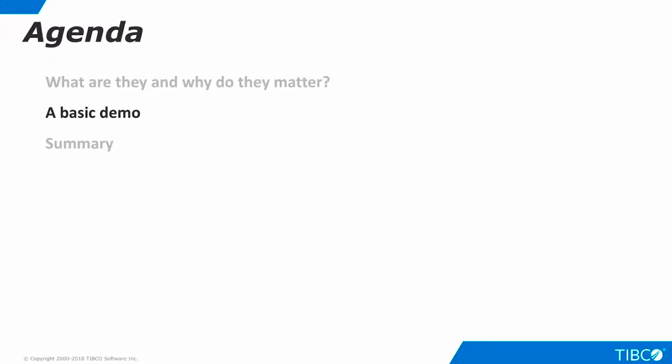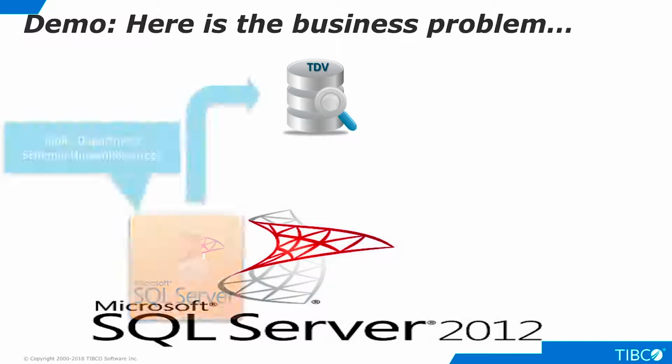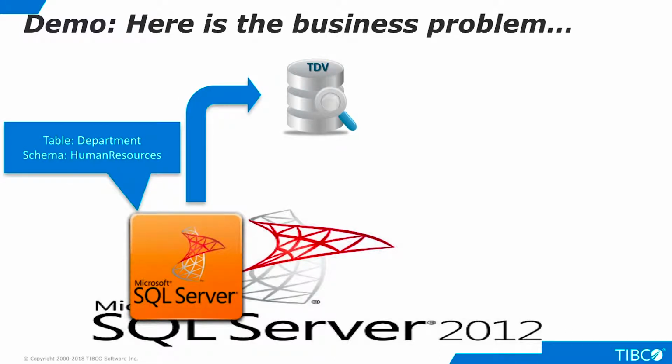Next, let's walk through a very basic demo that shows the use of an intermediate custom adapter. Here is the business problem that we illustrate in this demo. We have a single instance of SQL Server that is visible to TDV. On this instance is a schema called Human Resources. It contains a table named Department that we want to use in TDV.